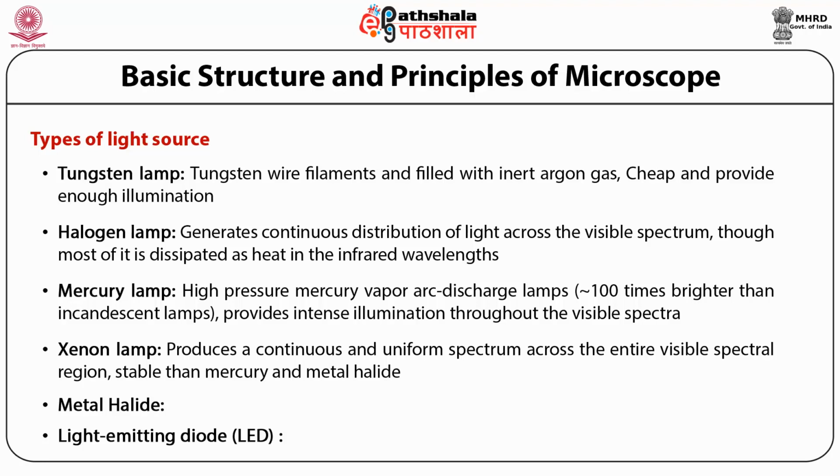Especially in case of the lamp that we are using, we have a wire which is surrounded by inert gas, and there is an arc which is produced which results in a white light, and that white light can be directed toward the condenser. Similarly, halogen lamp, mercury lamp, xenon lamp are using a different combination of inert gas and the arc to generate the light.